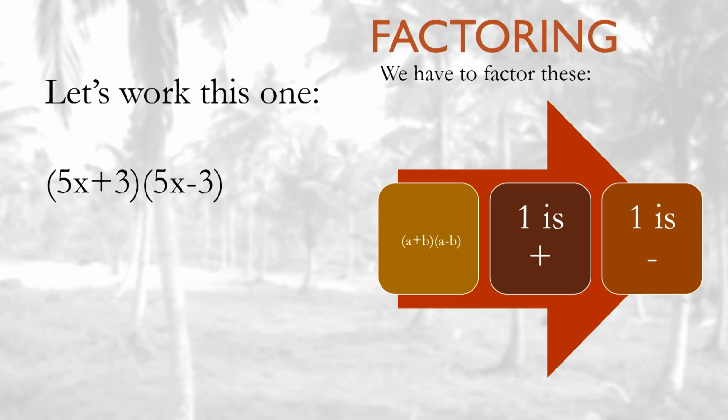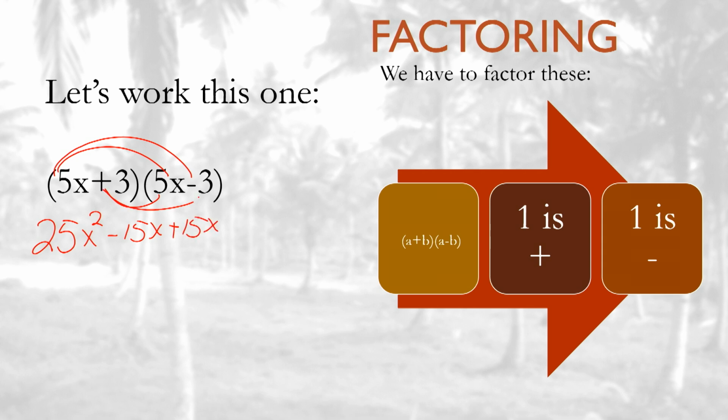So let's look at this one. This is not difficult, I promise. So when I factor these, I need to remember that I'm looking for a plus b and a minus b, two different numbers. One of them is going to be a plus sign. One of them is going to be a subtraction sign. So I have this here. So let's go ahead and FOIL it on out. I have 25x squared negative 15x plus 15x minus 9. Like terms together, 25x squared minus 9.